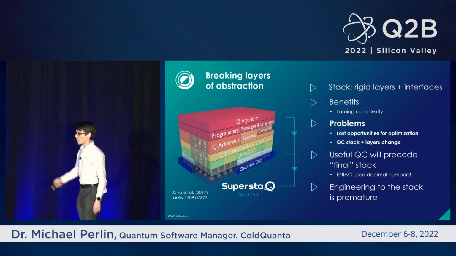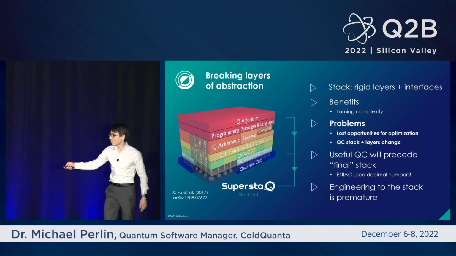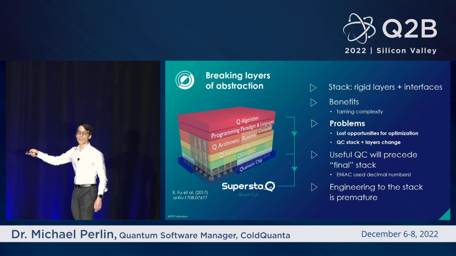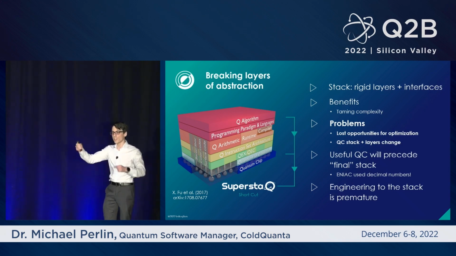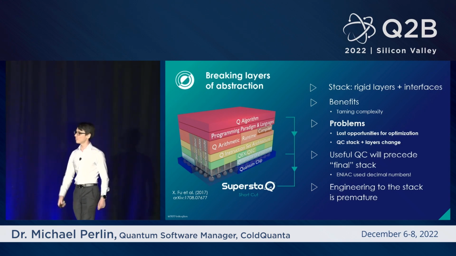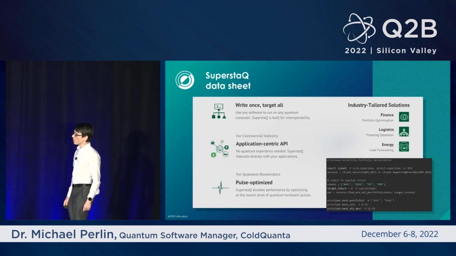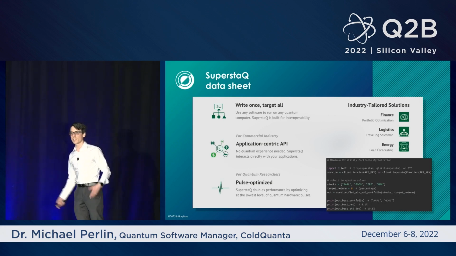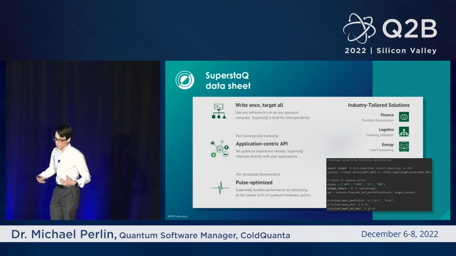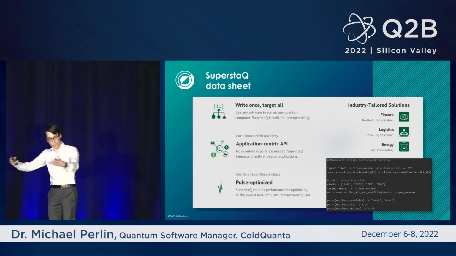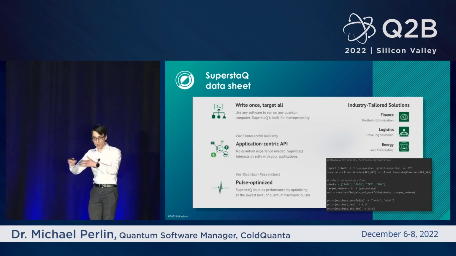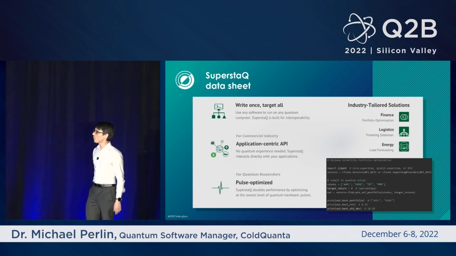And this is where SuperstaQ comes into play. So SuperstaQ is a platform that takes any application or algorithm that a user is interested in and tailors it to a specific piece of hardware. So here's a data sheet, if you will. SuperstaQ is a write once, target all platform, which means that a user comes with their application or their software. They write it once, they specify it, and then SuperstaQ lets you run it on any or all pieces of hardware that you would like.